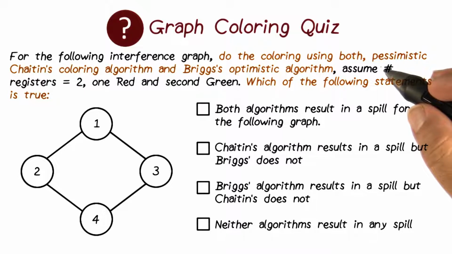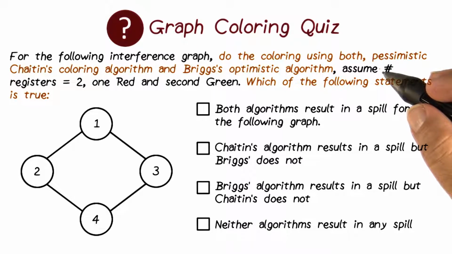On the other hand, Briggs is optimistic, and he pulls out the least spill cost node, pushes it on the stack, removes it from the graph, and keeps repeating this particular process and pushes all these nodes on the graph, and at a later point worries about the coloring by taking them one by one and seeing if a color is still available for them.